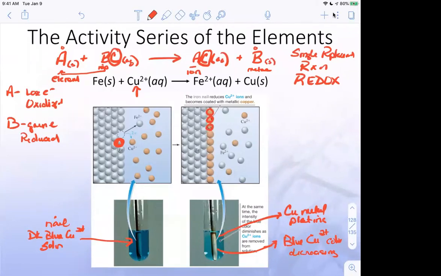So in this reaction, this iron nail actually becomes sort of coated with metallic copper. It's sort of plating out. And then the intensity of the blue is diminishing as my copper 2+ ions are forming that solid copper, and those ions are no longer in solution, providing that beautiful color.